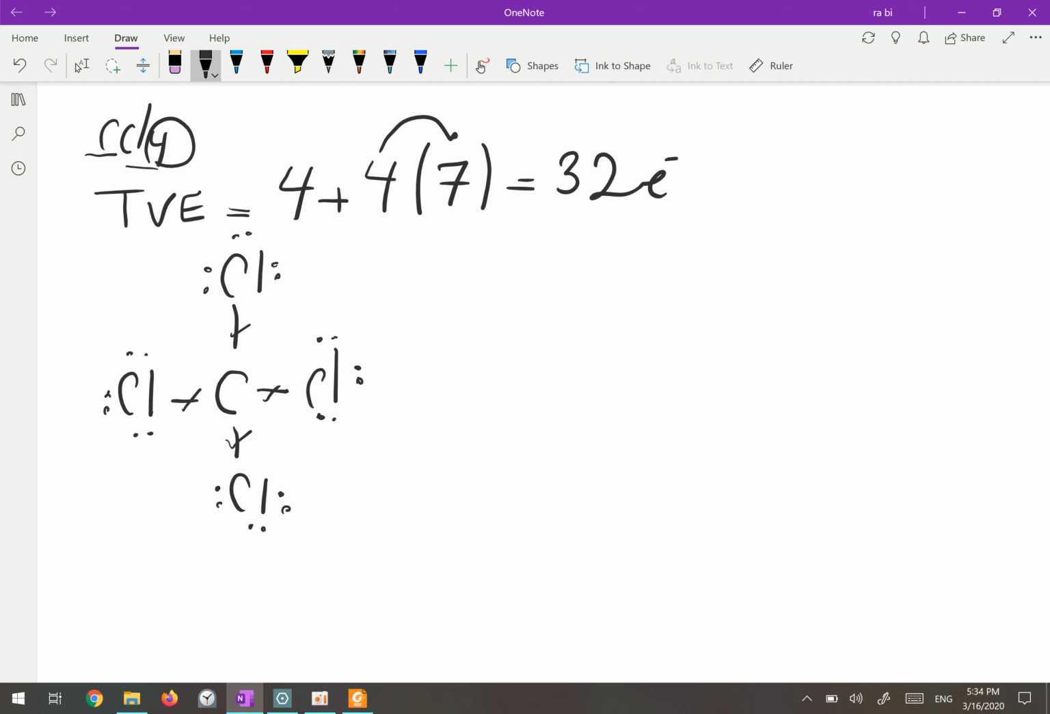But we have to calculate the electrons that we have in this structure and check if it is equal to 32 or not. For each of them you can count the electrons: 2, 4, 6, 8, 10, 12, 14, 16, 18, 20, 22, 24, 26, 28, 30, 32. So you have 32 electrons, the same as the total valence electrons. So this is the correct Lewis structure for CCl4.